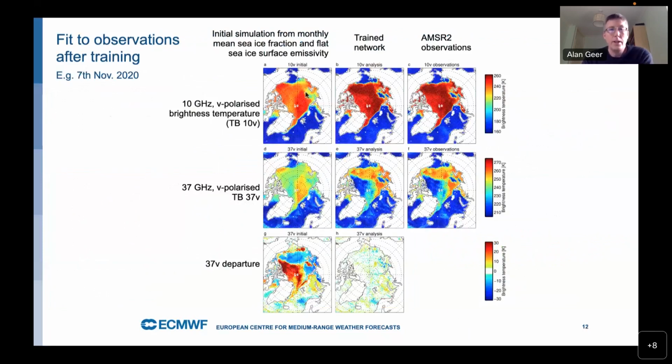We have the initial simulation of brightness temperatures in the left-hand panel at 10 gigahertz V polarized and 37 gigahertz V polarized. And that's based on initial conditions, which are a monthly mean sea ice fraction and a completely flat estimate of the sea ice surface emissivity. Now, when the network trains, that's the middle column, we get brightness temperatures that are much closer to the AMSR2 observations, which are the right-hand column. And in terms of departure, just shown on the bottom row for the 37 gigahertz brightness temperatures, we have very big departures up to 30 Kelvin based on the initial conditions, the initial model, and the trained network fits the observations almost perfectly.